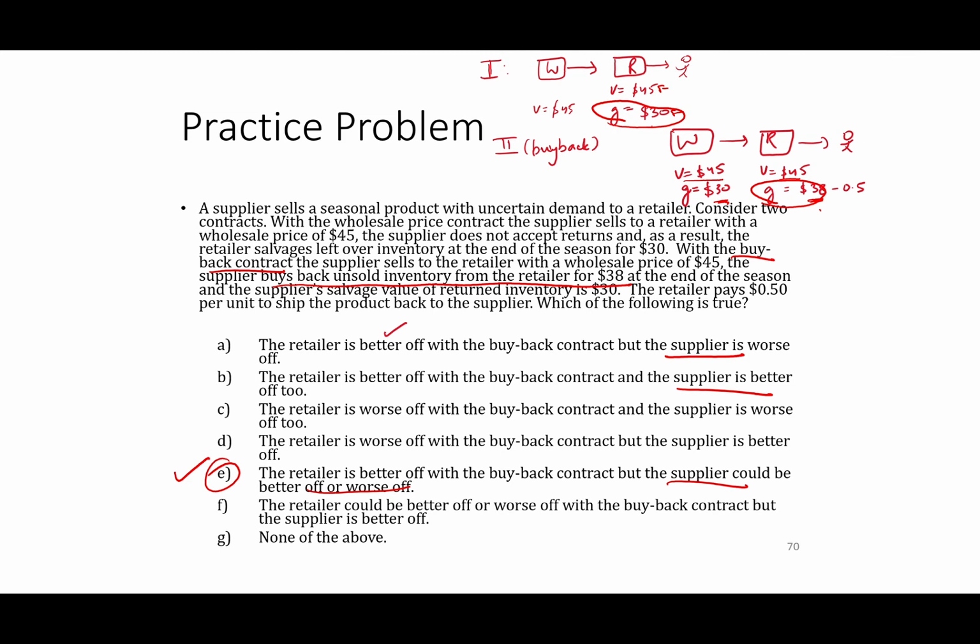So it could be better off, but it could be worse off also because it doesn't know how much of those unsold inventory it will have to buy. The wholesaler is the one who is accepting this risk of returned books. So that's why we cannot say that the supplier or the wholesaler is going to be better off or worse off. So the answer that we will choose for this is part E.